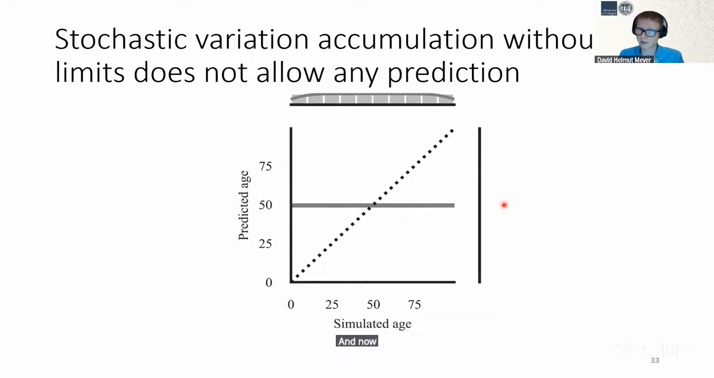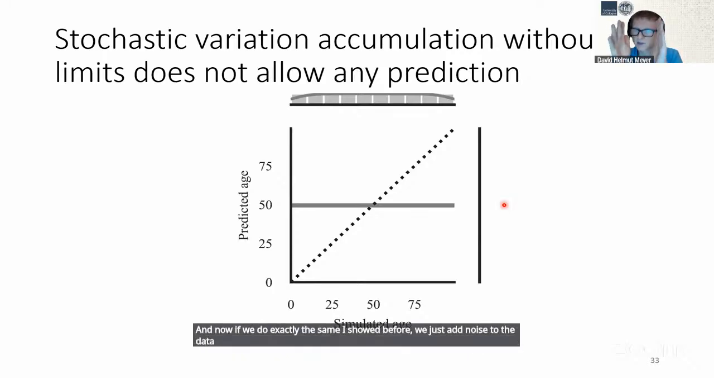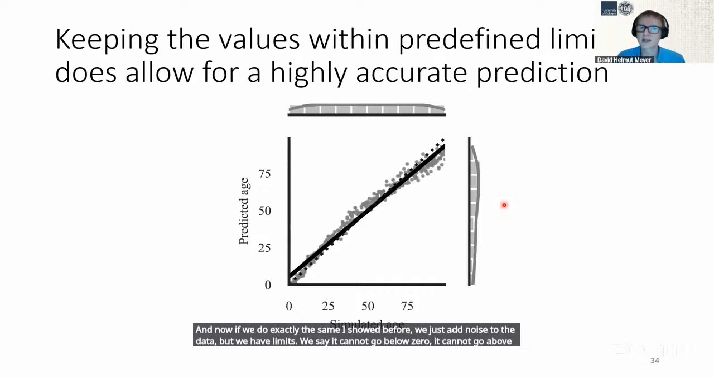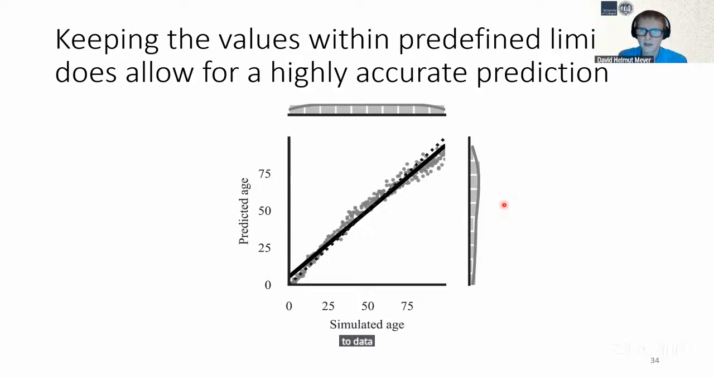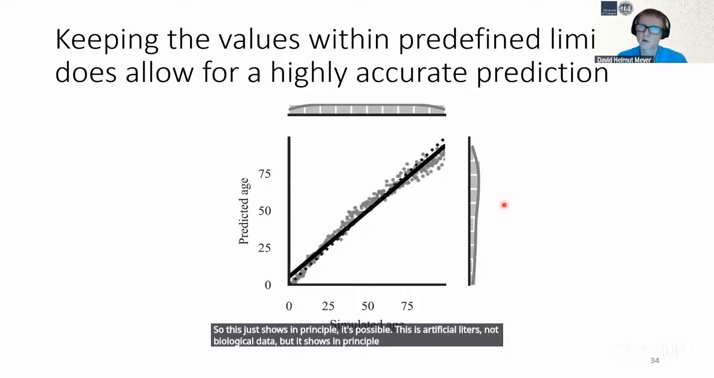And now if we do exactly the same as I showed you before, we just add noise to the data, but we have limits. We say it cannot go below 0, it cannot go above 1. Then suddenly we see that we can build accurate predictions. So we can predict how often we added noise to data. This just shows, in principle, it's possible. This is artificial data, it's not biological data. But it shows that in principle, you can predict how often noise was added to data.